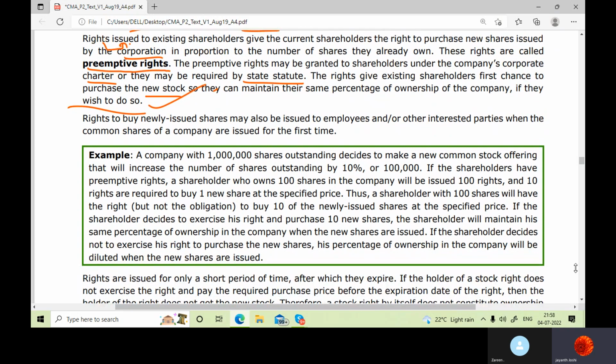Now, rights to buy newly issued shares may also be issued to employees. That is called an employee stock option. Let's understand this one. A company with this many shares outstanding decides to make a new common stock offering.